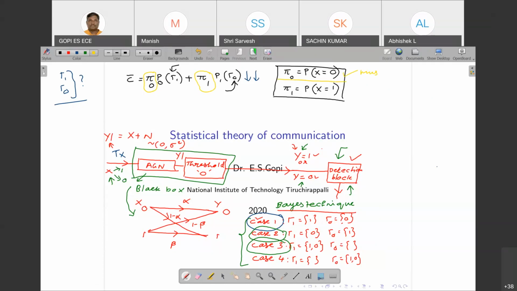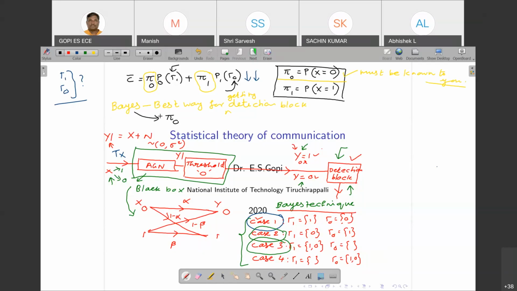This must be known to you. Okay, this must be known to you. So that is the drawback of this Bayes. Bayes is the best way for the detection, for designing the detection block, for getting this detection block. But it depends on the prior probability.